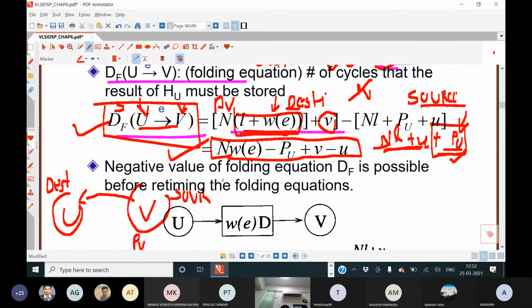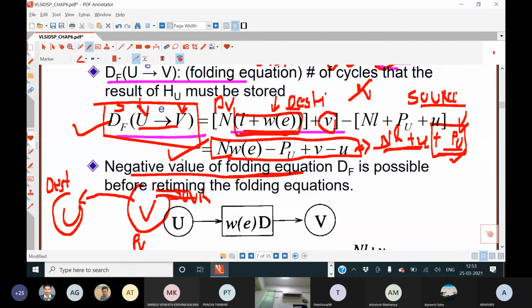So whenever you are getting any negative value in the folding, then you need to apply retiming to make it positive. So that we will see. Okay, so a negative value of the folding equation. It may happen that by putting in the values N, W, PU, V and U, you are getting a negative value. But we know that the delay element cannot be negative. So we need to make it positive. So for that you need to apply a retiming beforehand.